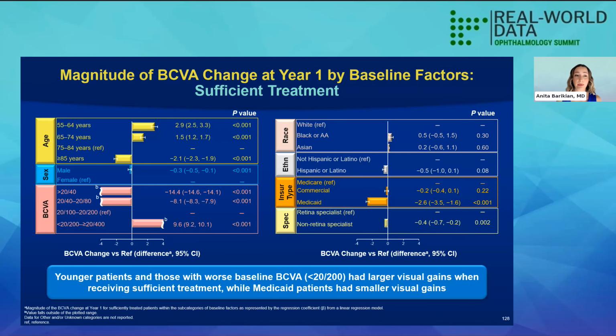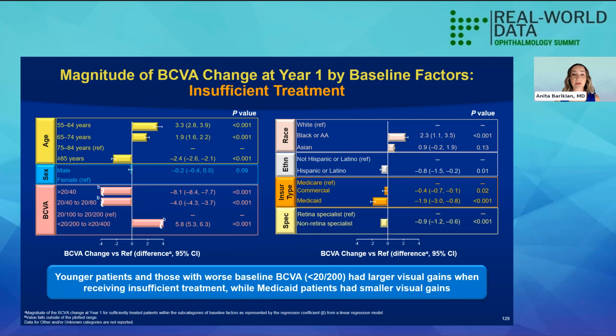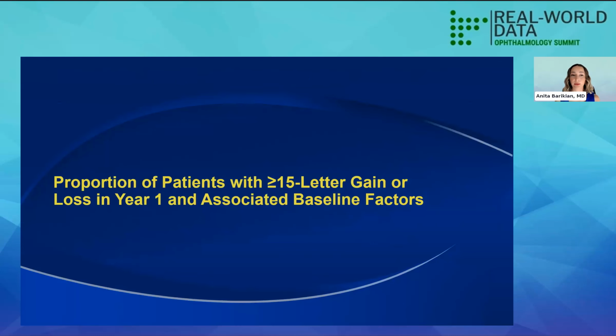Younger patients and those with worse baseline BCVA had larger visual gains when receiving sufficient treatment, while Medicaid patients had smaller gains. For example, the mean change in BCVA for Medicaid patients was 2.6 letters lower compared to Medicare patients when all other characteristics were held constant. And the same trend was seen for the insufficiently treated group.